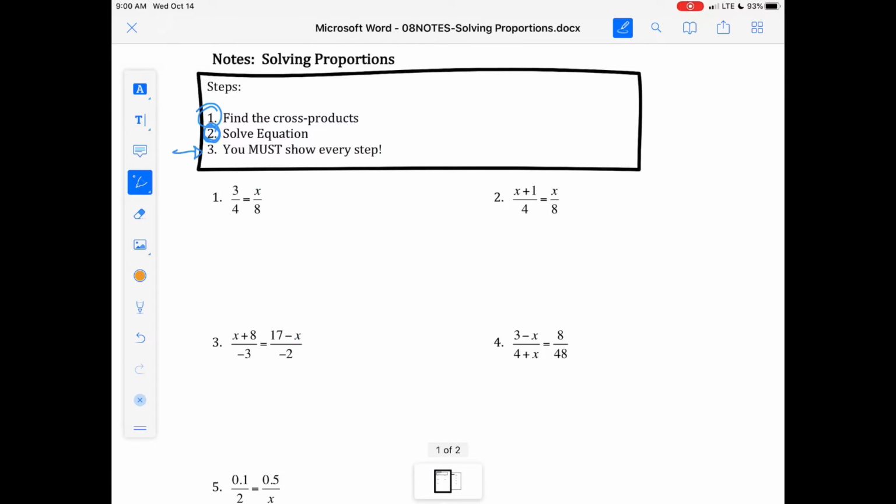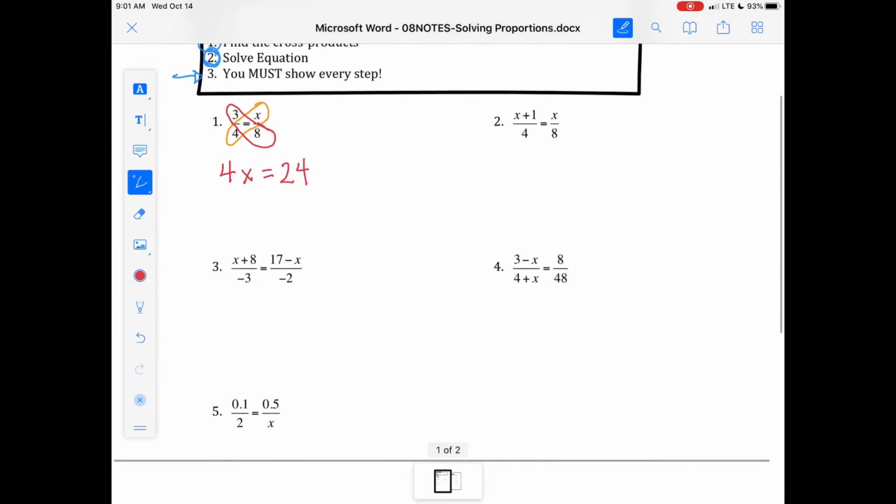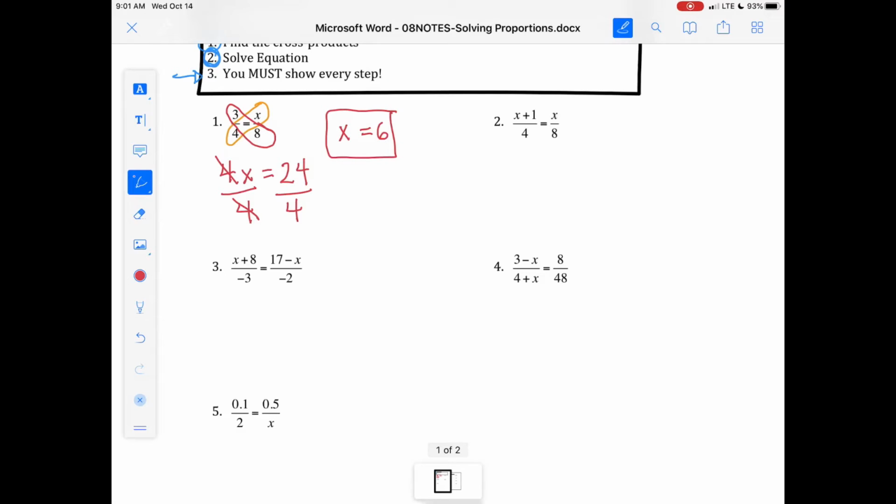So I see 3/4 equals x over 8. So I'm going to take the cross product. We've got 4 times x, that's 4x, and 8 times 3 is 24. And look at that, that's so nice and neat. So now I've got 4x equals 24. We divide both sides by 4 because we're trying to get that x by itself. And we get that x is 6.